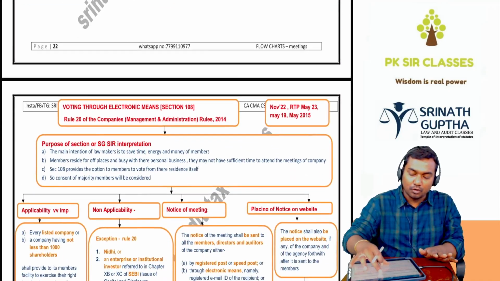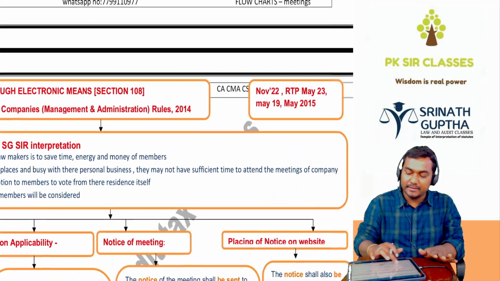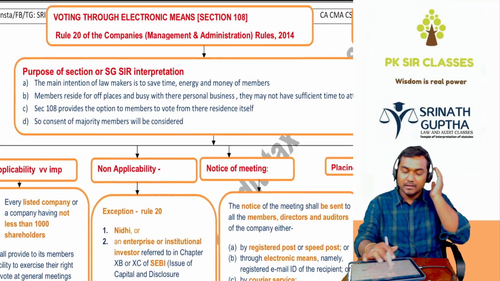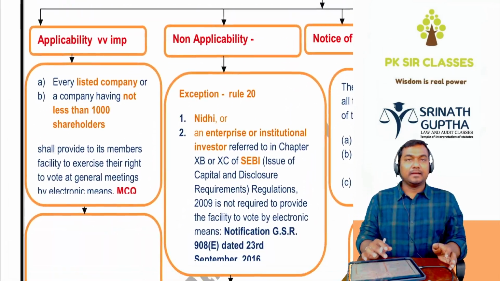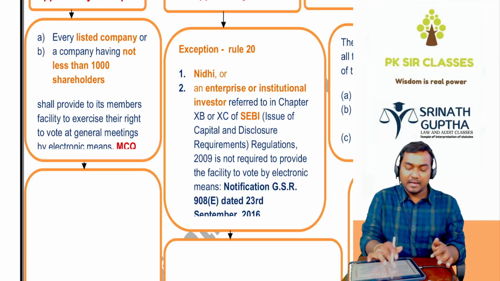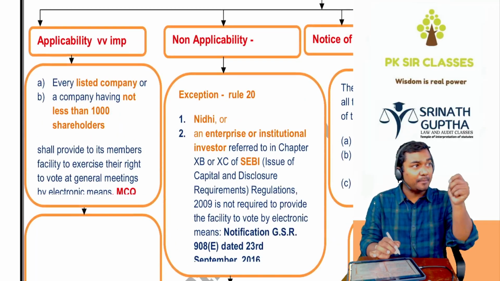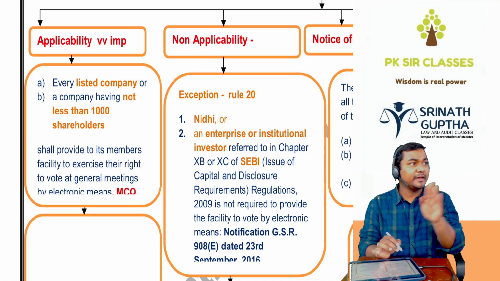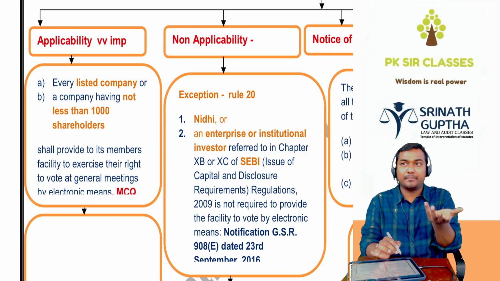Then next, voting by electronic means. Voting by electronic means has come in the exam 3-4 times, maybe 4 to 5 times. Applicability: every listed company or company having more than 1,000 members should mandatorily give the option to members to vote electronically. Every company need not give the option to vote electronically. A private company need not give the option.